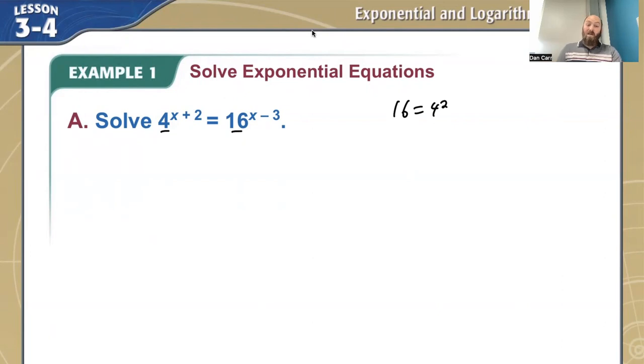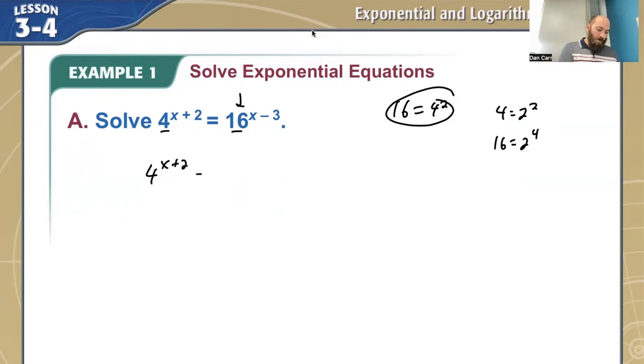of 16. If I also wanted to, I could bring them all down to base 2, but that's going to be a little bit more work because 4 is equal to 2 squared and 16 is equal to 2 to the fourth. That creates a little bit extra work, so I'm just going to stick with this definition and use it here. So I got 4 raised to the x plus 2 power is equal to 4 squared raised to the x minus 3 power.